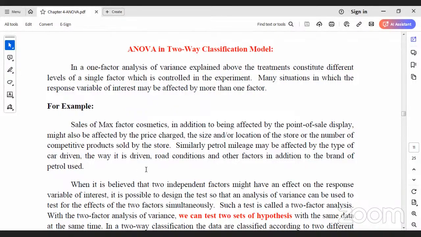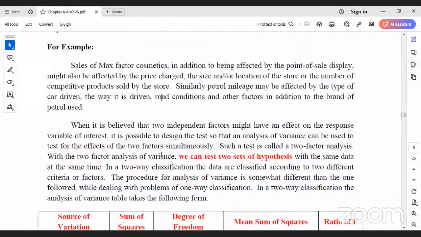When it is believed that two independent factors might have an effect on the response variable of interest, it is possible to design the test so that an analysis of variance can be used to test for the effects of two factors simultaneously. Such a test is called a two-factor analysis. With the two-factor analysis of variance, we can test two sets of hypotheses with the same data at the same time.